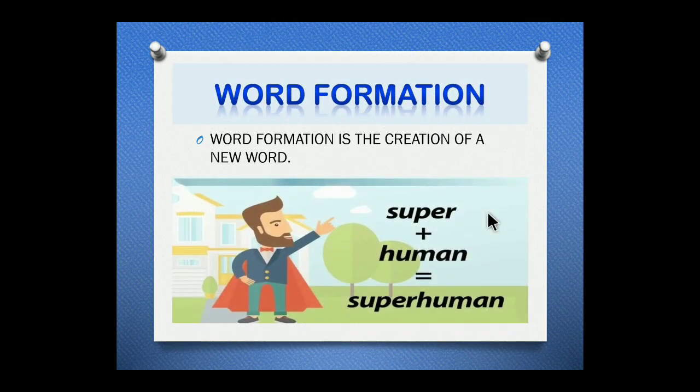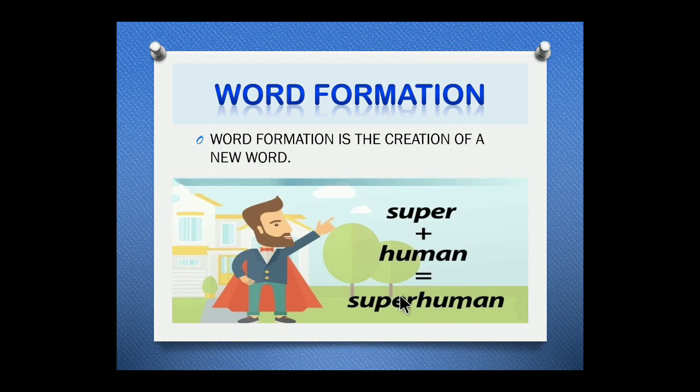Word formation is nothing but when you create a new word. For example, super is one word and human is another word, right? When you combine these two words, you get a new word, that is superhuman. So you are using these two base words to form a new word. Word formation is creating a word by adding up two or more different words. This is a compound word, because you have used two different words to form one word.